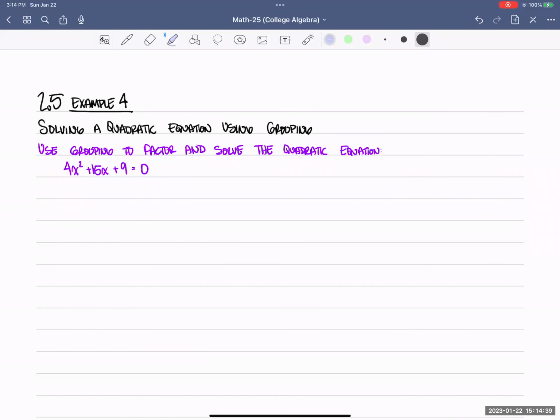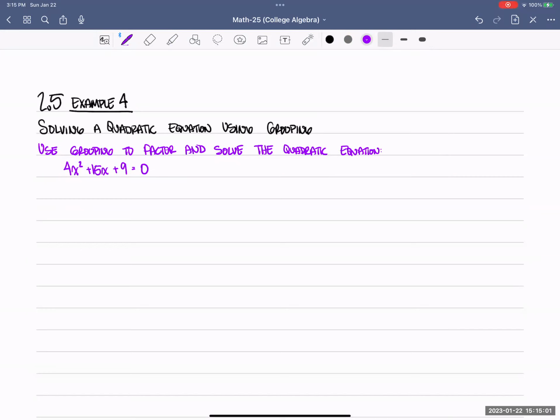Section 2.5, example 4, solving a quadratic equation using grouping. Use grouping to factor and solve the quadratic equation. Again, if you have a different way to factor, that's completely fine as long as you're coming up with the correct solution. But for these, we're just going to factor by grouping.